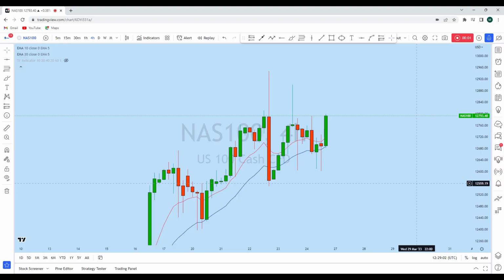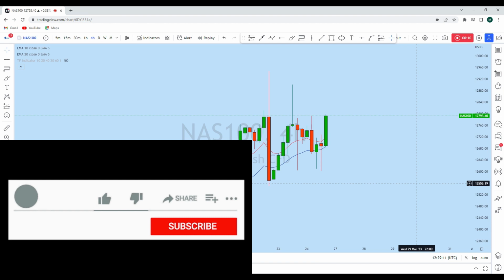Hello trader, I'm going to do a complete multi-time frame analysis on NASDAQ. Let's see what kind of trading opportunity we currently have in this instrument. As you can see, NAS100 on the lower time frame shows a significant trading opportunity.